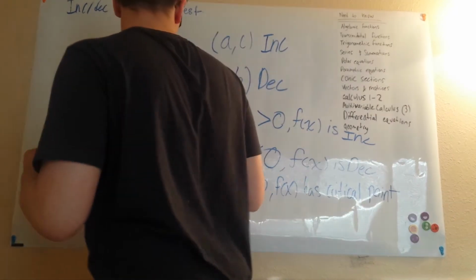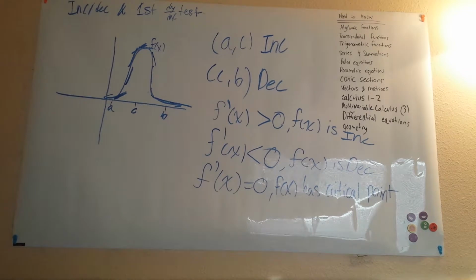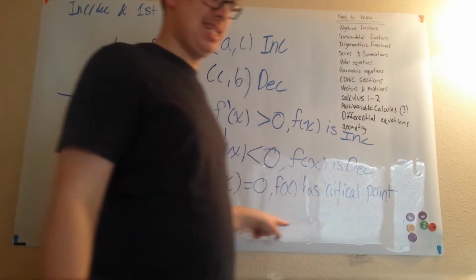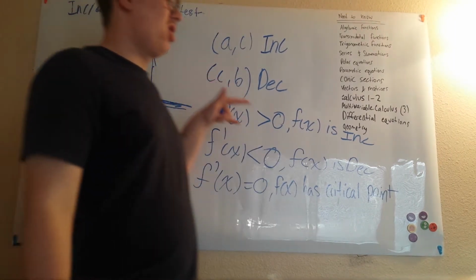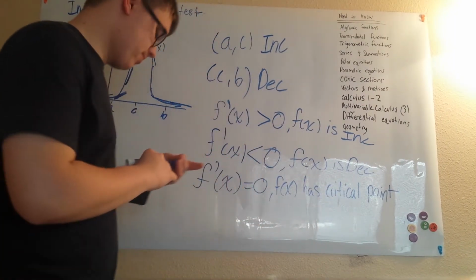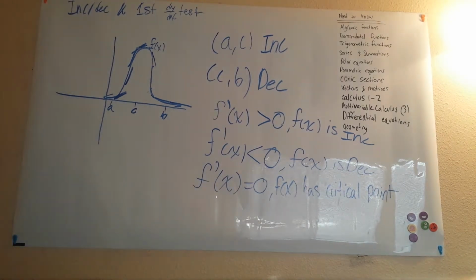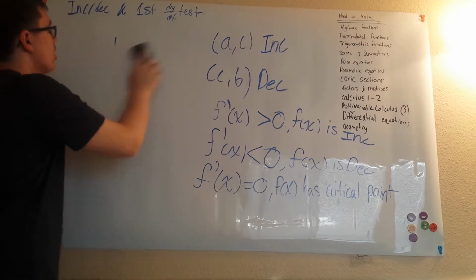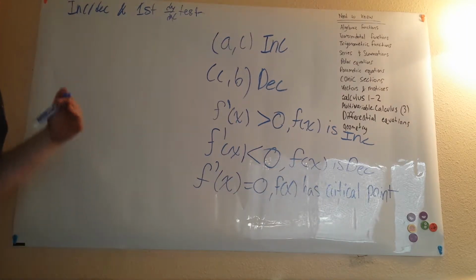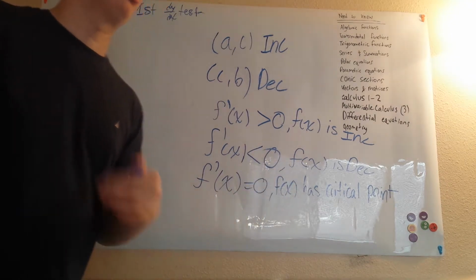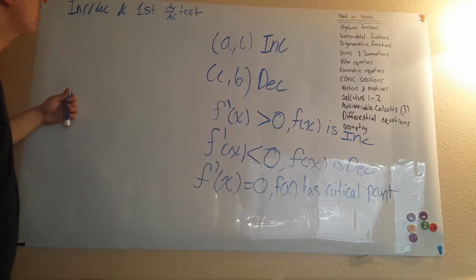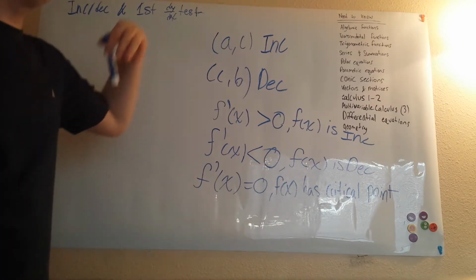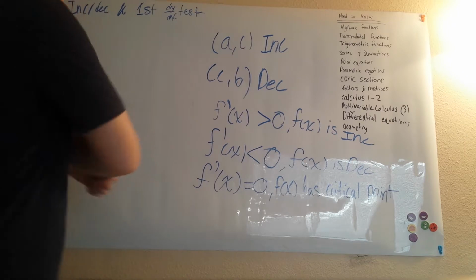If f prime of x equals 0, then f of x has a critical point. If our function has a critical point, there is something called relative extrema that can happen at that point. This extrema is what you call a minimum or a maximum of a graph.